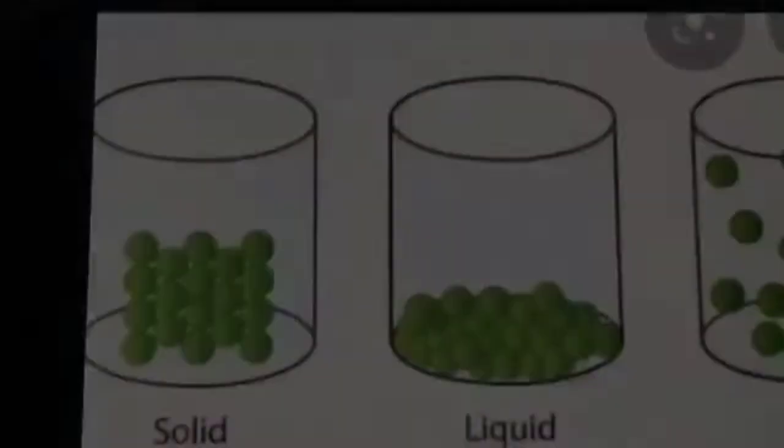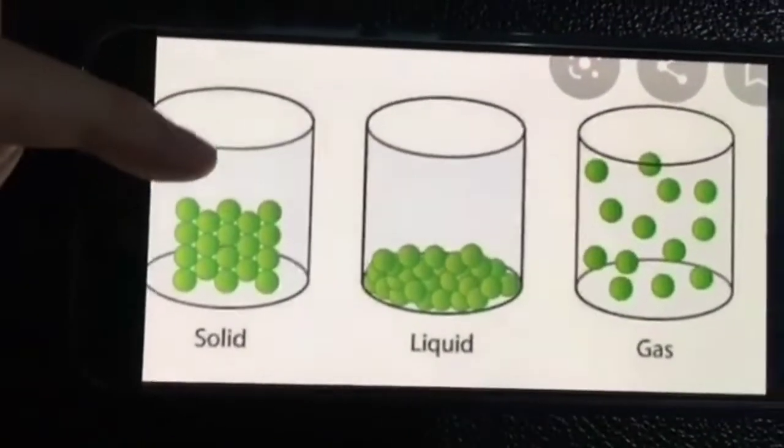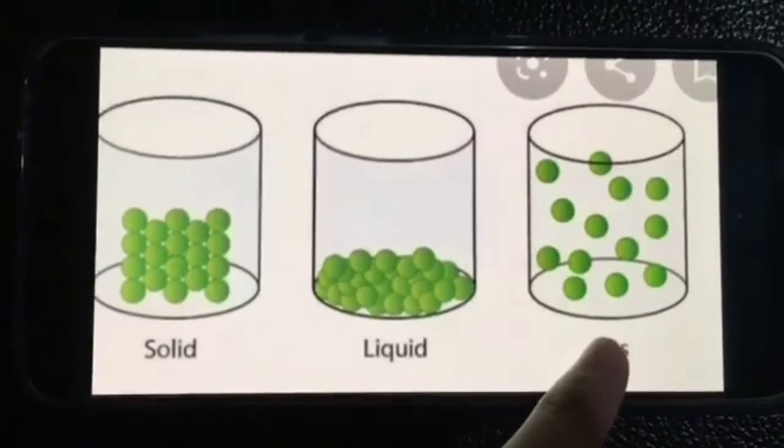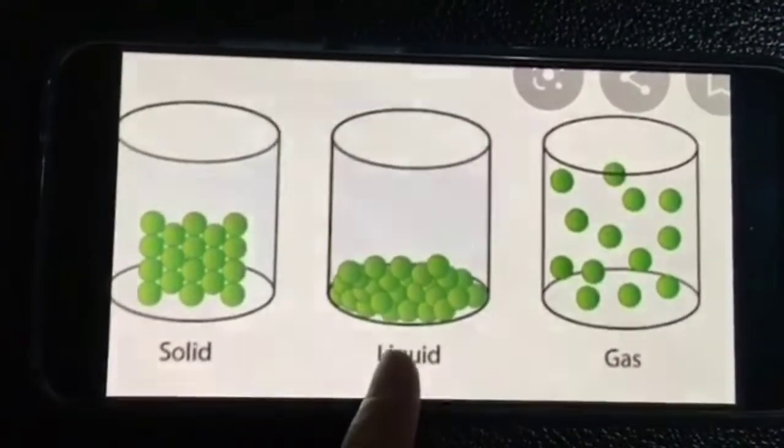Today we're talking about the different states of matter. Three types of states of matter are gas, liquid, and solid. See, the particles in solid are very close, the particles in gas are very far apart, and the particles in liquid are in the middle.